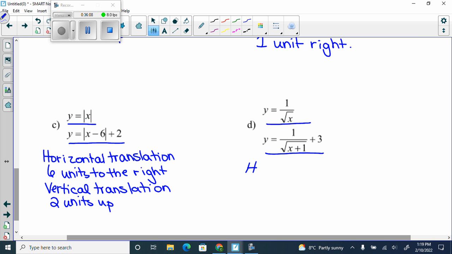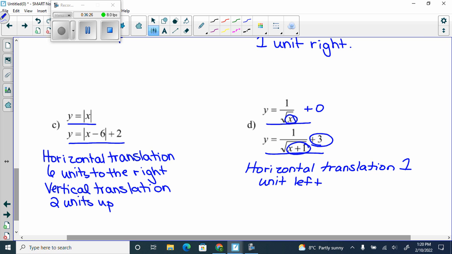This one is a horizontal translation. Here's where the x is. Here's where the x is. What happened to my x? Horizontal translation. 1 unit left. If it's with the x, it's left or right. And then this was a 0. It's now a 3. So vertical translation. 3 units. Yep. It's always the opposite. Yeah.